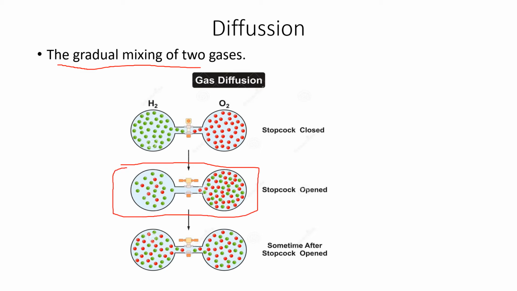The hydrogen in green, way more have mixed in with the oxygen than the oxygen has mixed in on the side that was originally hydrogen. That's because the hydrogen is moving faster. It's going to mix in much quicker.